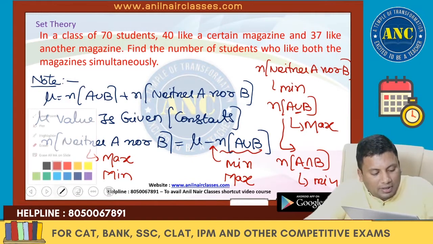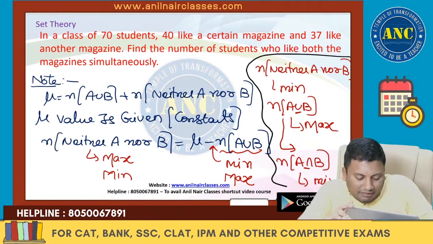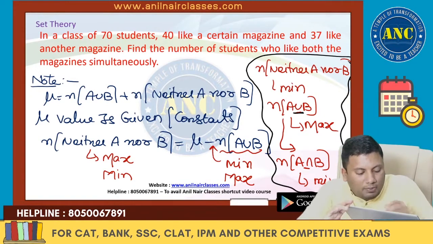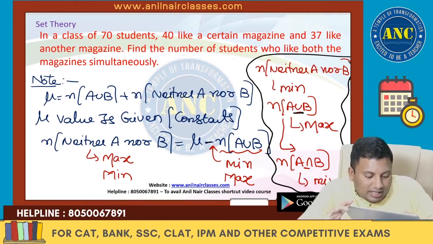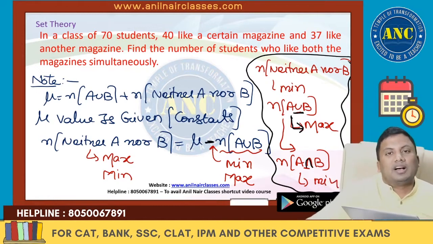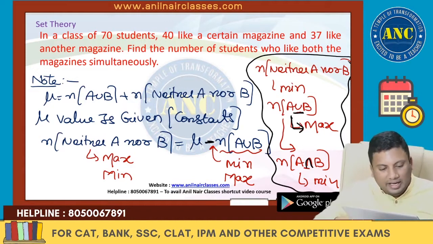Neither A nor B. Please write down this point. If neither A nor B, if I have to find out minimum value, union value should be maximum because it is with minus sign. If union is maximum, intersection will be minimum. Why? Because N of A union B is N of A plus N of B minus N of A intersection B. I hope the idea is clear.